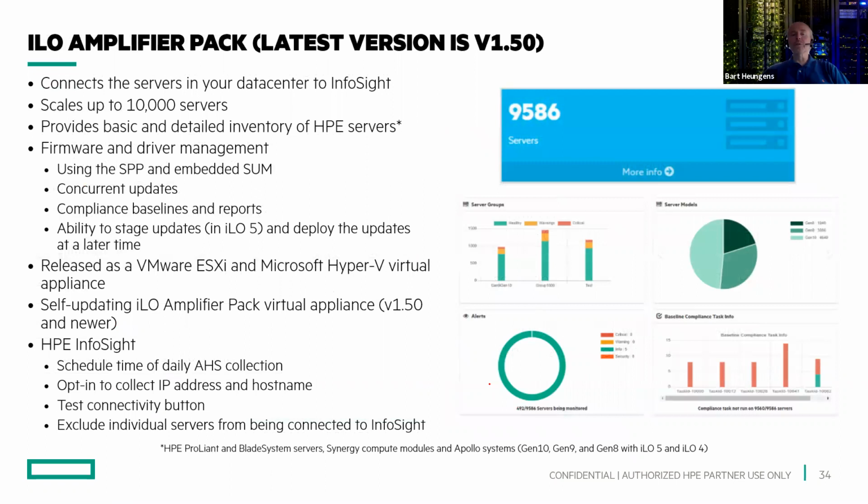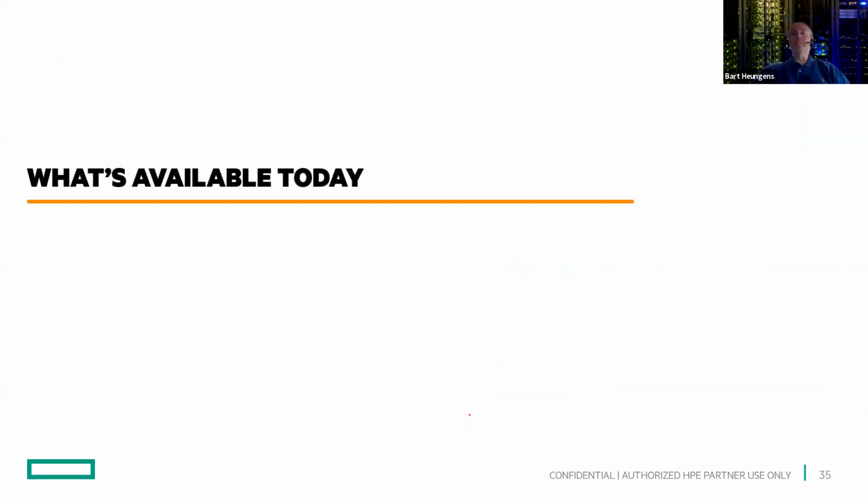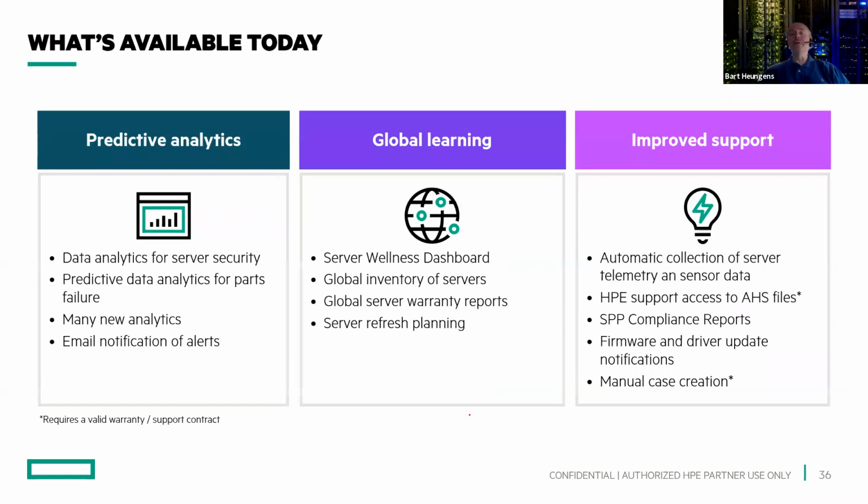Latest version is 1.50, so this is how it looks like. So you get a server grouping, and so you get all the alerts in the amplifier pack. But this information is also sent by the amplifier pack to Infosight. Okay. Well, what's available today? Because it's there only from the beginning of January. Well, today we are learning.